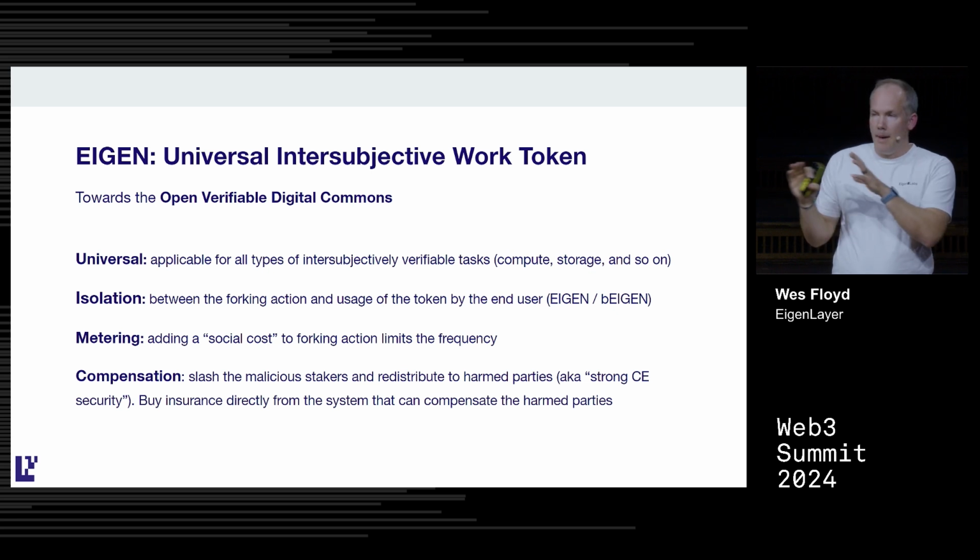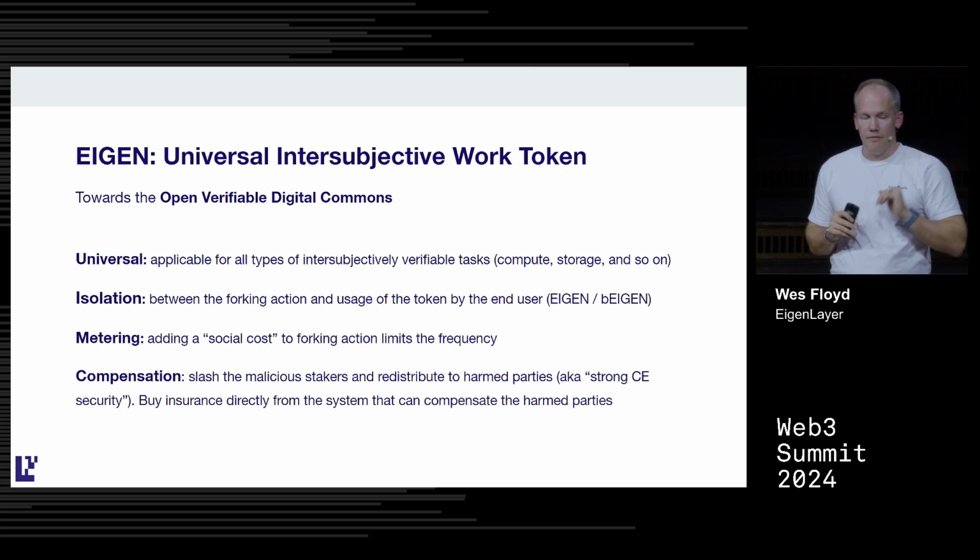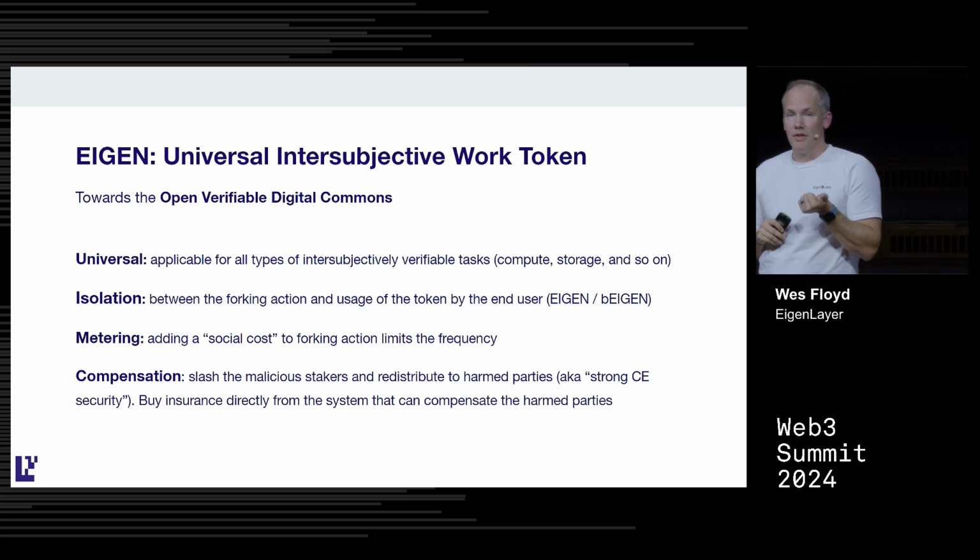Isolation, so that whatever happens in the forking mechanism, you still get the benefits of the financialization of it. We're going to impose a metering cost so that if someone chooses to have a forking action, they can't simply spam it with no cost. They have to put some skin in the game to say, I think there needs to be a fork. And lastly, the very interesting component here is compensation.